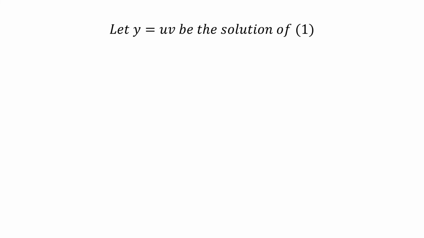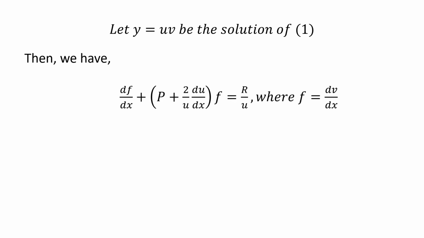Let y is equal to uv be the solution of the equation 1. Then we have df by dx plus (p plus 2 by u into du by dx) into f is equal to r by u. Now we shall substitute the values of p, u, du by dx and r.